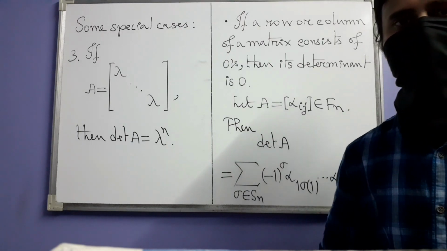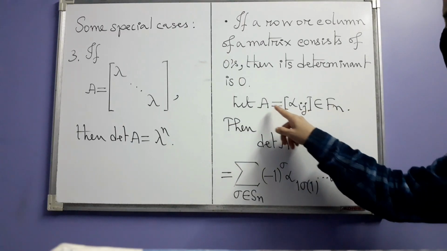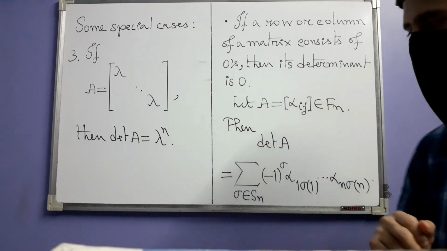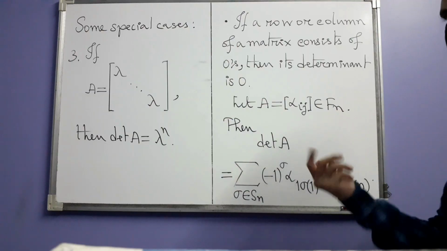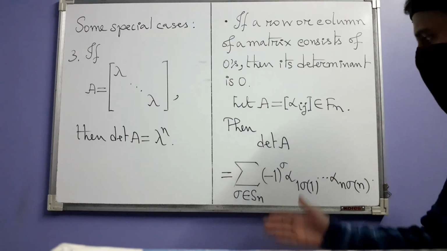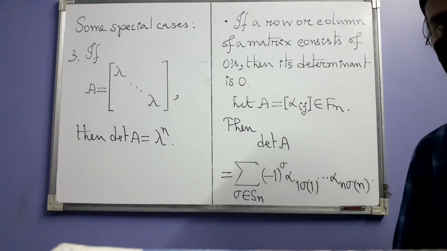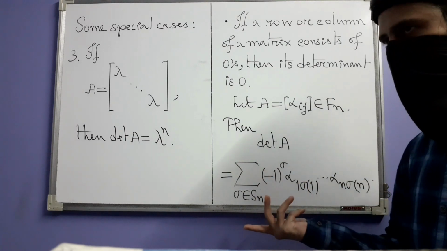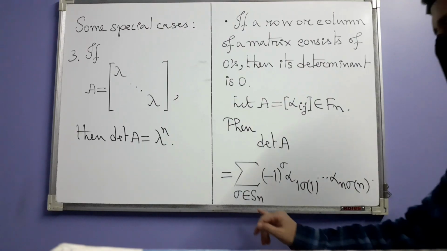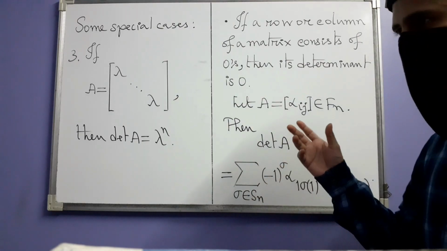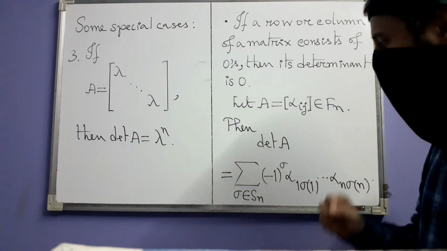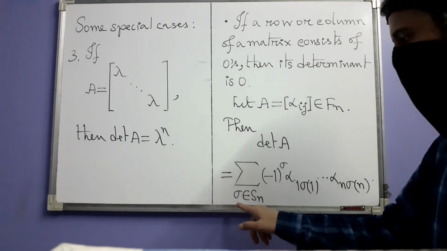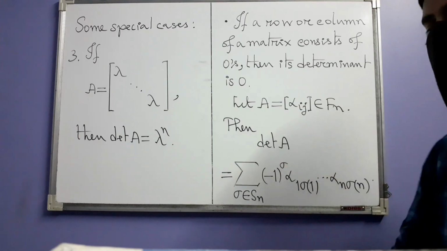So let us take any n by n matrix A, whose ith row, jth column entry is alpha ij. That means this is an element in the matrix algebra Fn. Then this is its determinant by definition: determinant of A equals this sum. You already know, but still let's see once more what it was. There are as many terms in this sum as there are permutations in the symmetric group of degree n. Each such permutation corresponds to one term in this sum.